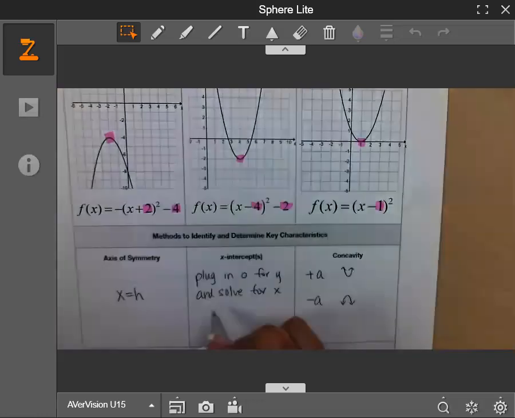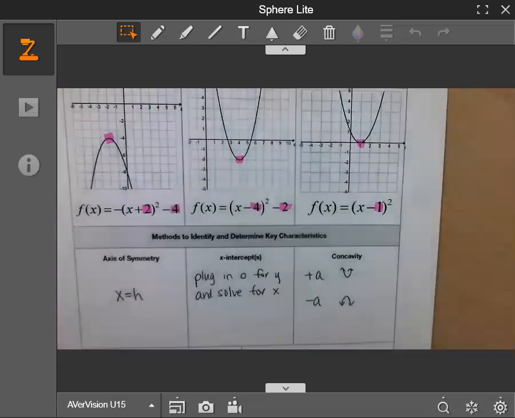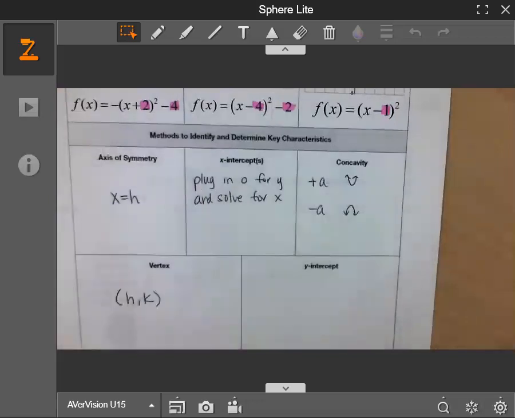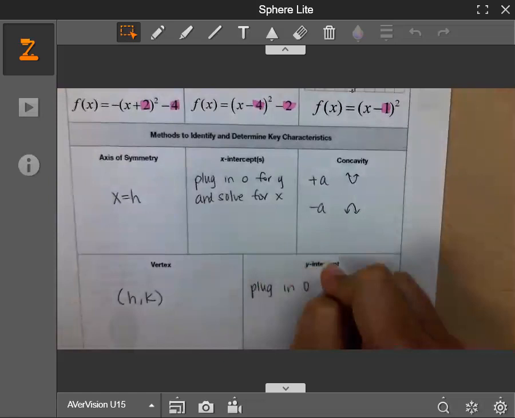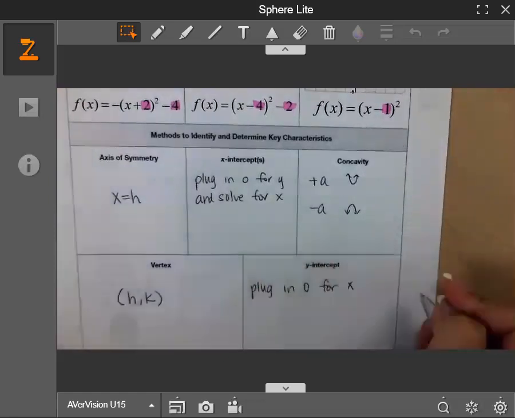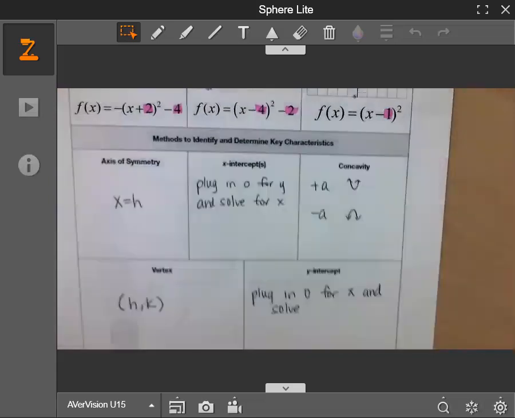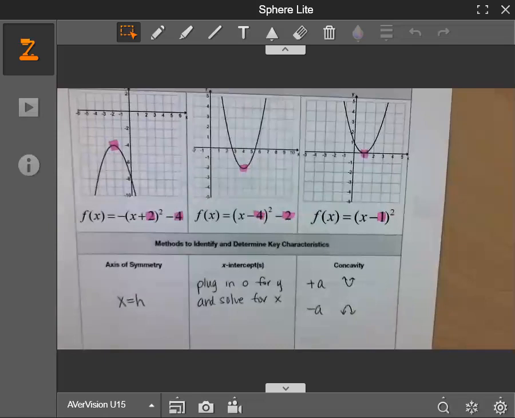Or again, you can put them in the calculator and find the intersection with the TI-84, or in Desmos, you can find the roots by clicking on them. For the y-intercept, we plug in 0 for our x and solve. And again, that's the easier one because you're plugging 0 in right here, and then it just makes it basic math.